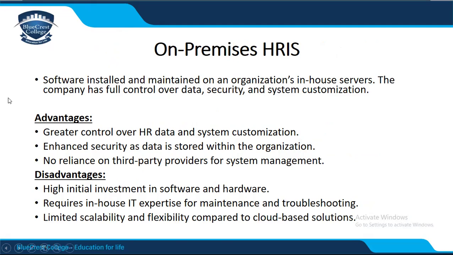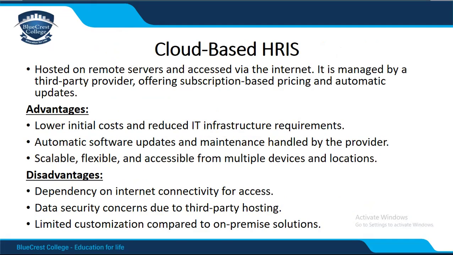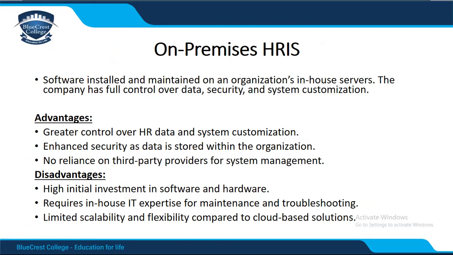So to have this architecture, there are various ways that an organization can decide they want to implement HRIS. This can be done in two ways. You can either have an on-premise HRIS or an HRIS that is cloud-based. If you have an HRIS that is on your premises, what it means is that you have the software installed and maintained on the organization's servers. So right where you are, on the premise of your organization, you have your servers installed, and that is where the software can be accessed. So the company has full control over the information there. You have full control over data, over the security, as well as the system customization.